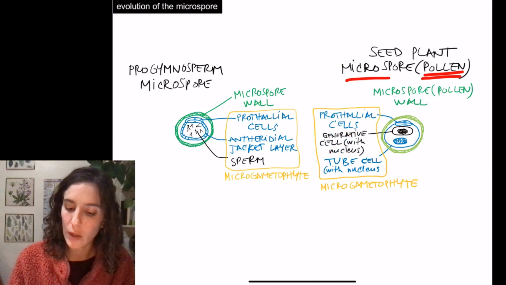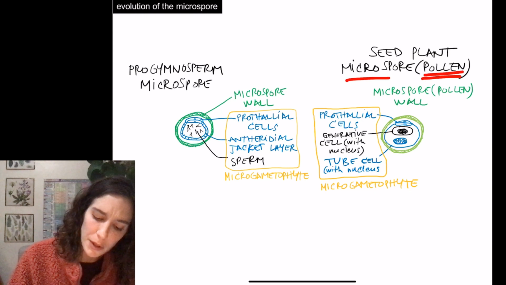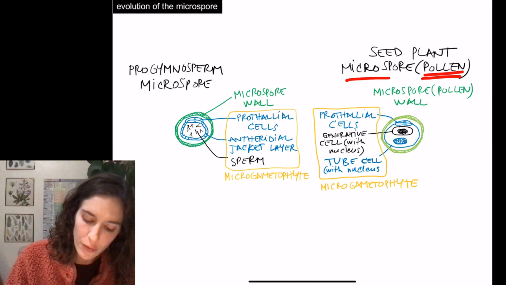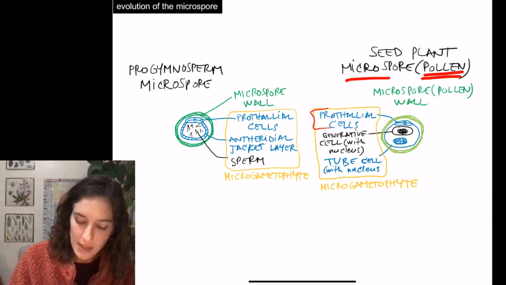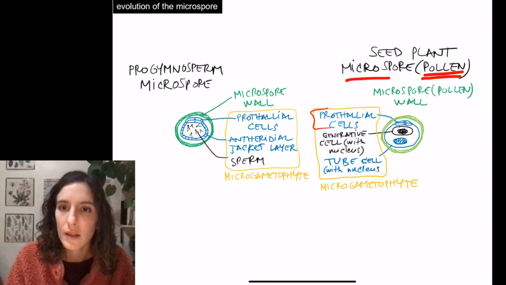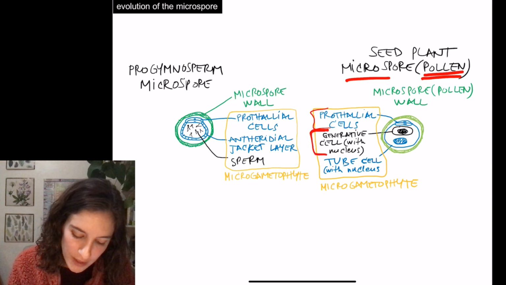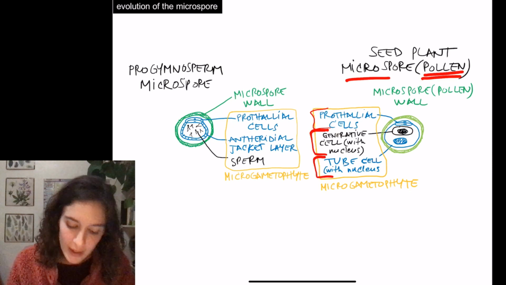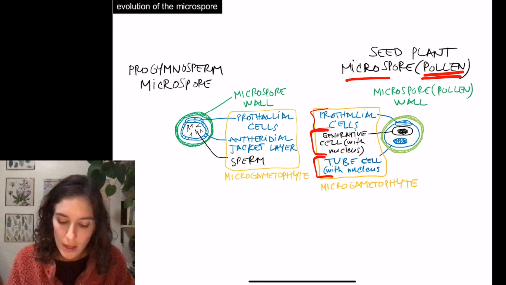Well, a living seed plant microspore, which we call a pollen grain, is just very similar to its ancestor, but it's sort of reduced a little bit. We still have these prothallial cells. These are just sort of cells that are there. They're not that functional, but they're these pancake-thin cells. And then we have a generative cell, and then we have a tube cell, and that's literally it. Those are the only cells inside of a pollen grain.